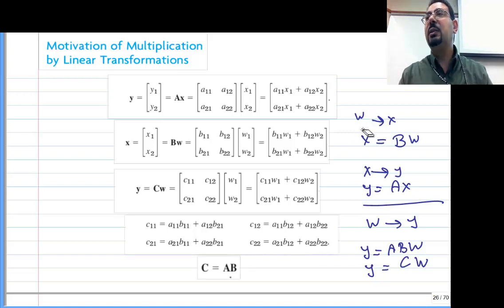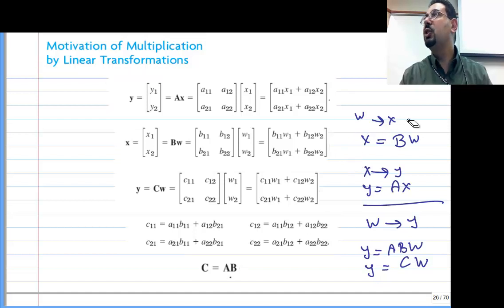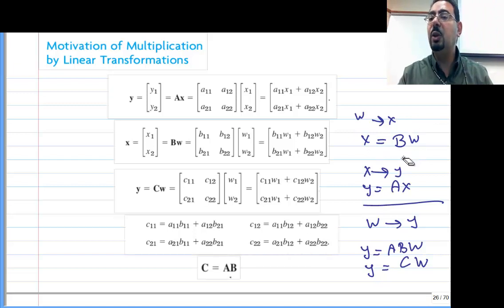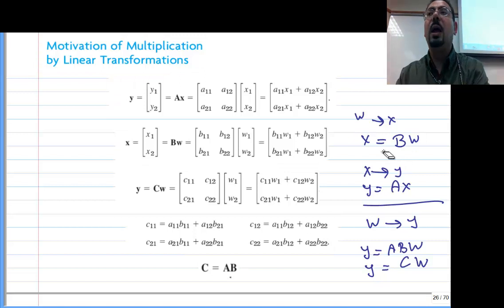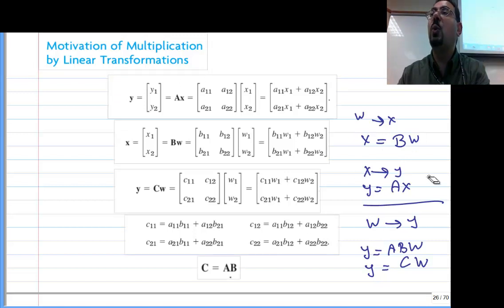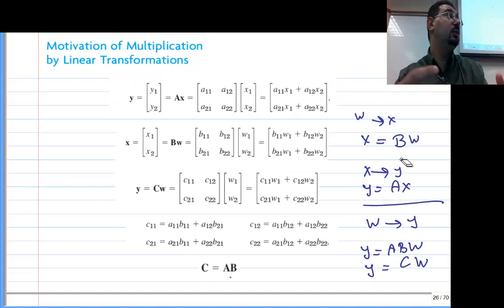If I have a vector W and I want to convert it to X, the linear transformation between those two vectors, as if we are rotating or something, is to multiply the W by a matrix B. So X is B times W, assuming you have this transformation between the two of them. And now if you would like to transform X to Y, another transformation, then Y is A times X. A is a transformation matrix that will turn the X into Y.